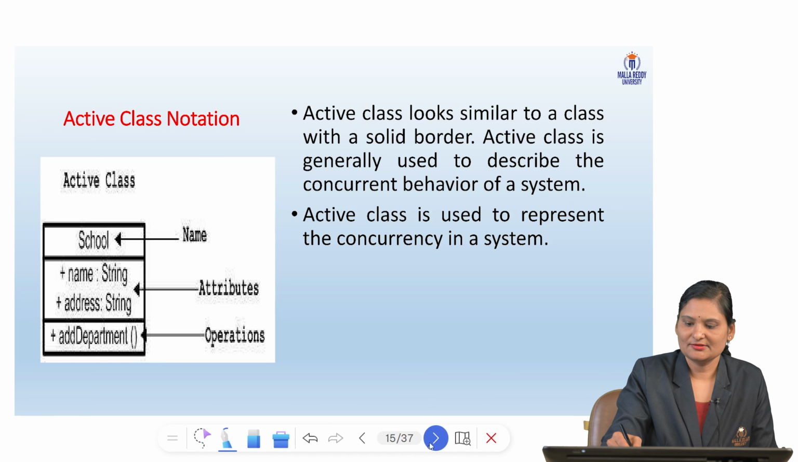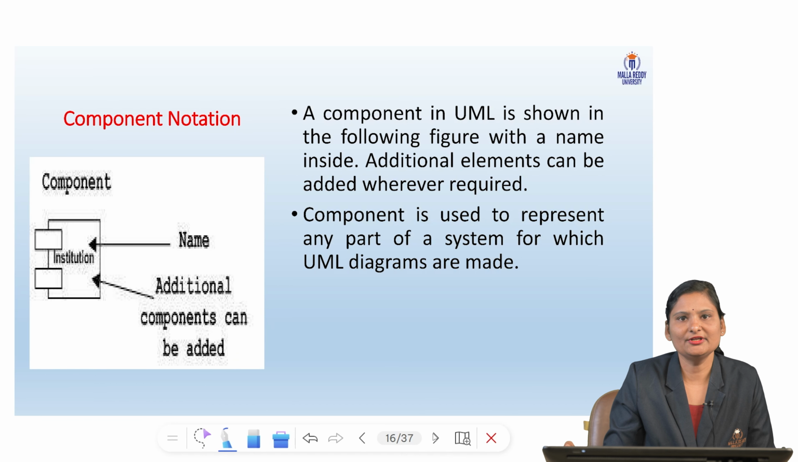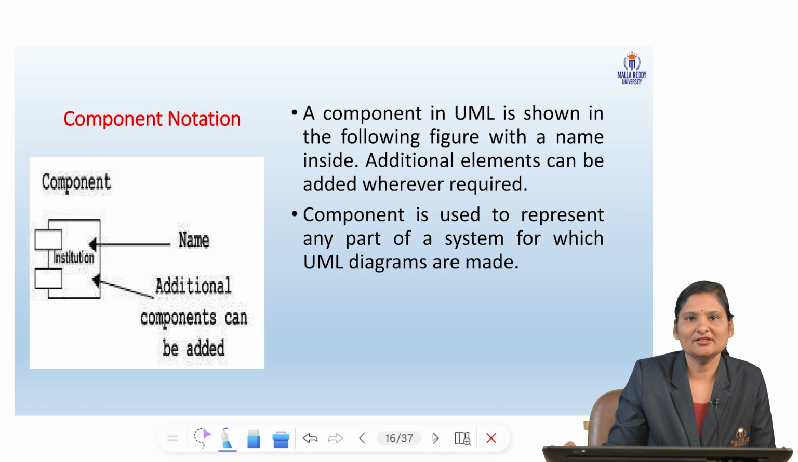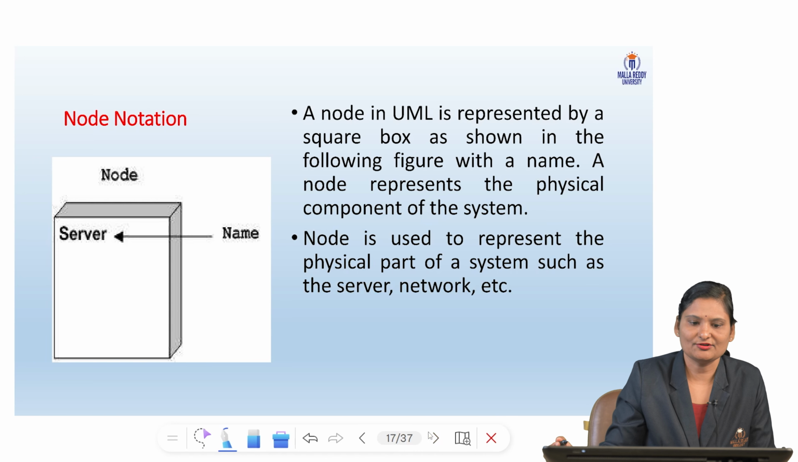The next one is component notation. The component notation is used in UML in order to show a part of a system. Whenever we want to represent any part of a system, we use the component diagram. The notation is represented in this manner, and these components can have interaction. We can represent the relation between these components also.